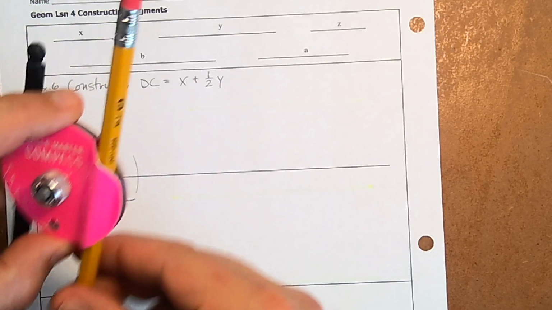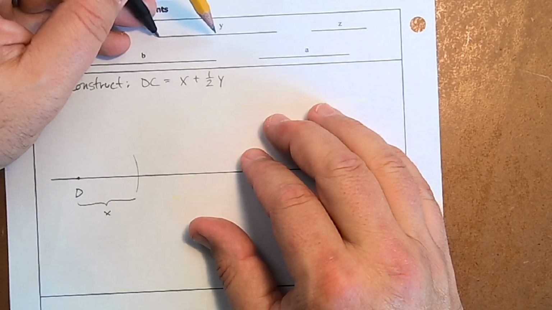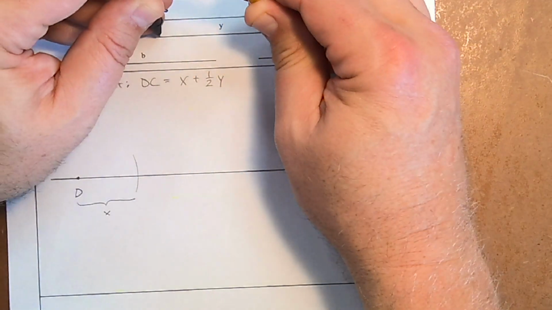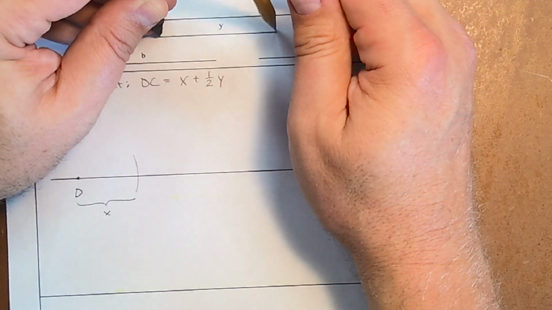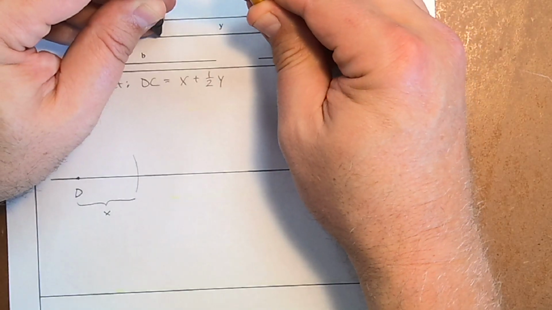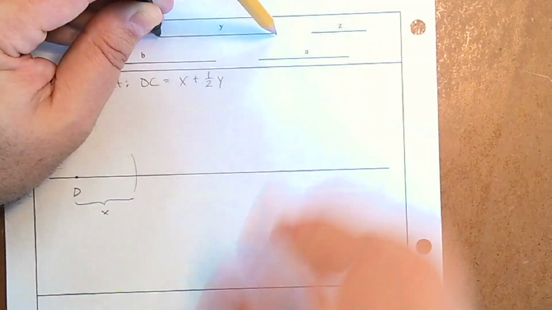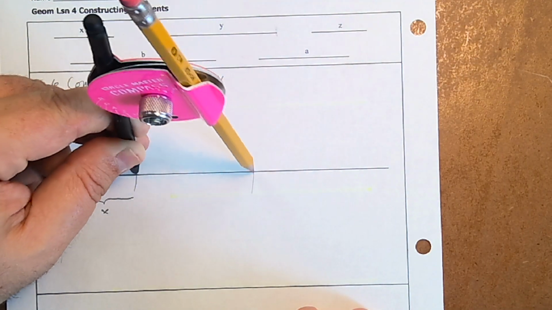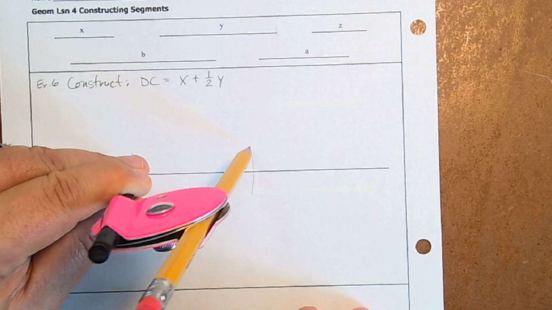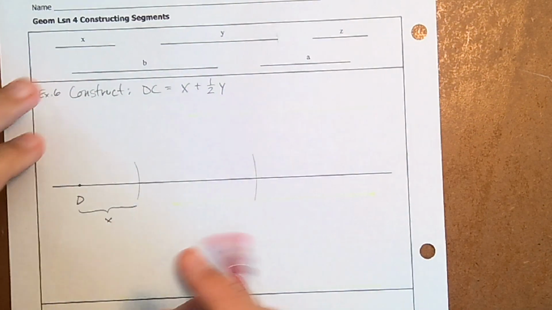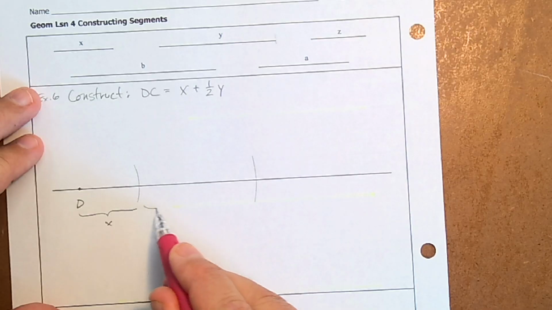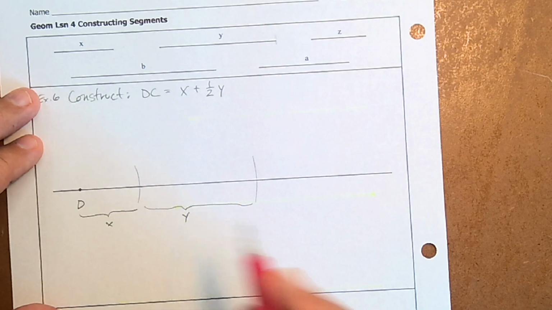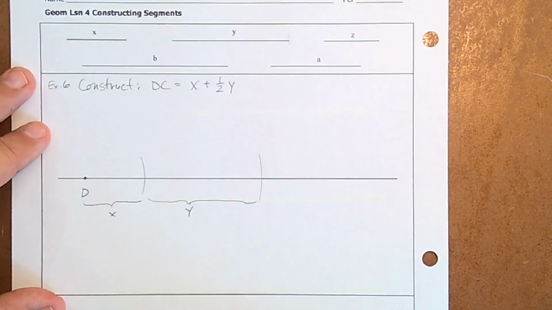All right, now I need a full length of y. So I'm going to come up here, and I'm going to get a full length of y. A little further. That looks pretty good. I'm going to start right here at the end of my x, and I'm going to put a full length of y out here. In fact, let's label that too. So we got a full length of y out there.